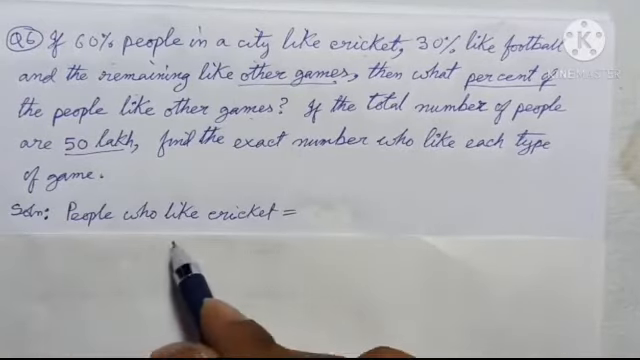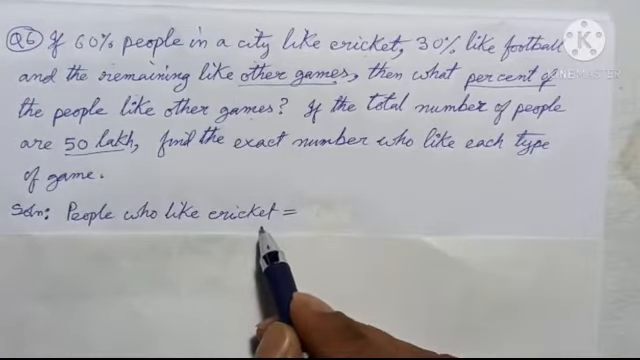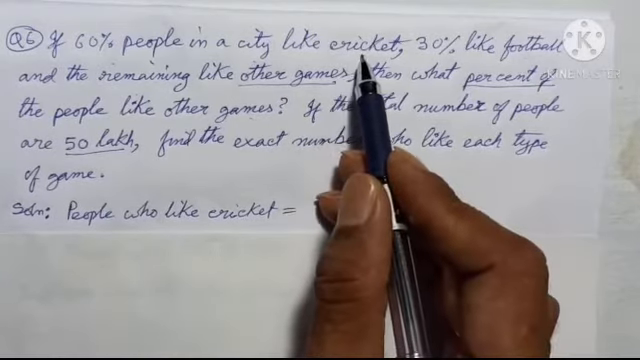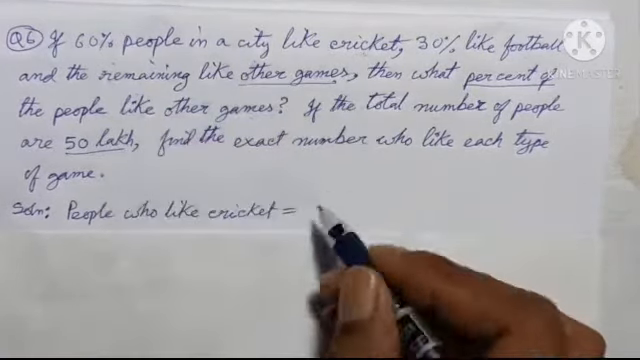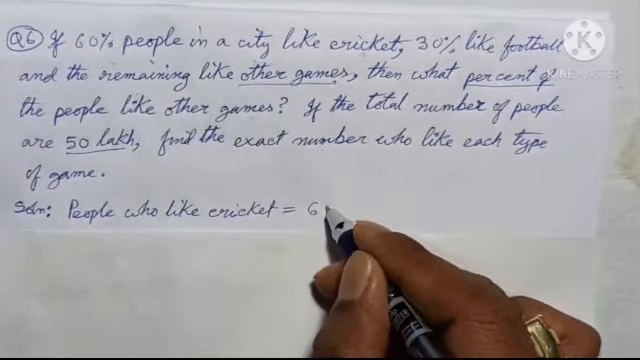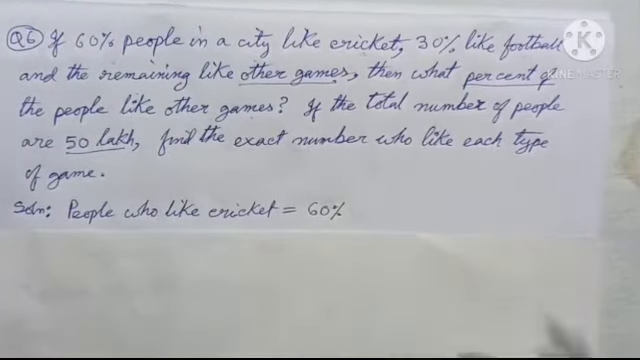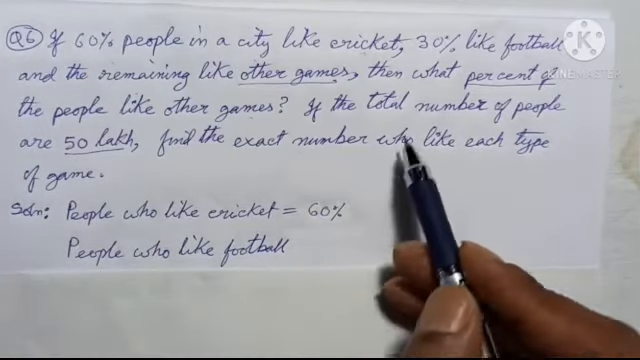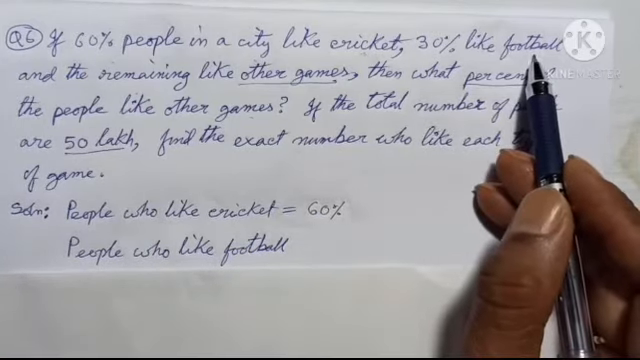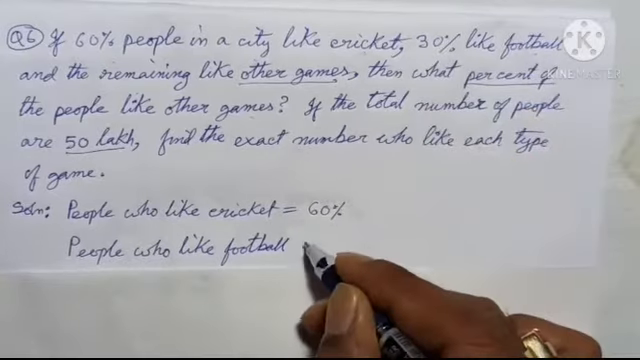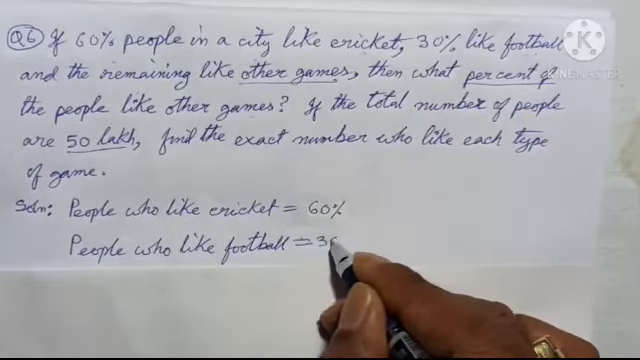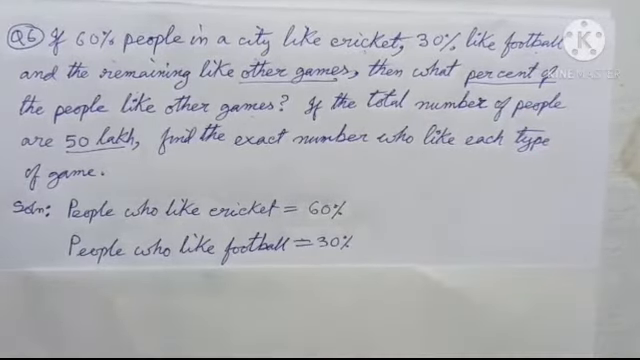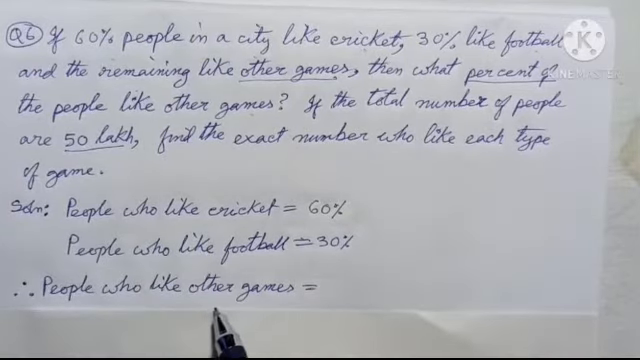Solution: people who like cricket. The percentage of people who like cricket is 60%. Next, people who like football: the percentage is 30%. Next, therefore, people who like other games.